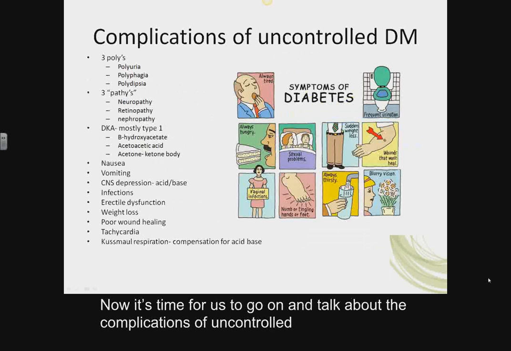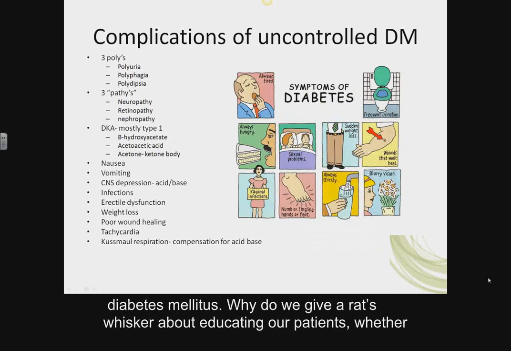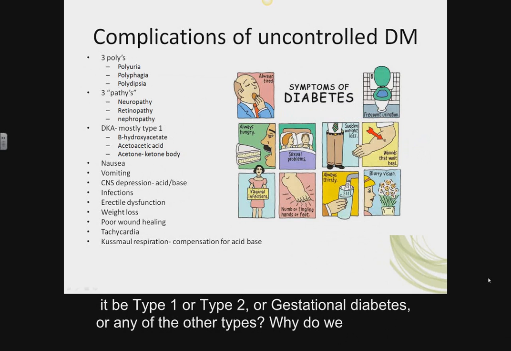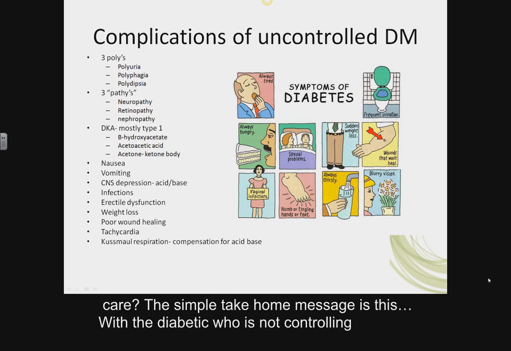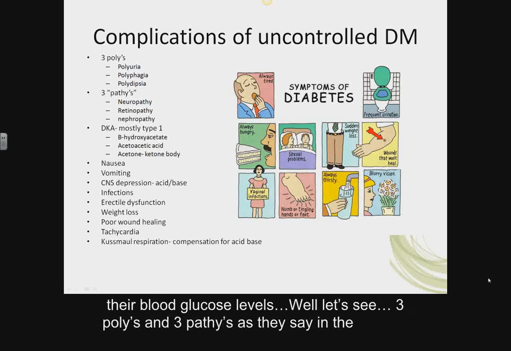Now it's time for us to go on and talk about the complications of uncontrolled diabetes mellitus. Why do we care about educating our patients, whether it be type 1 or type 2 or gestational or any other types? The simple take-home message is this. With a diabetic who is not controlling their blood glucose levels, there are 3 polys and 3 pathies, as they say in the clinical setting.